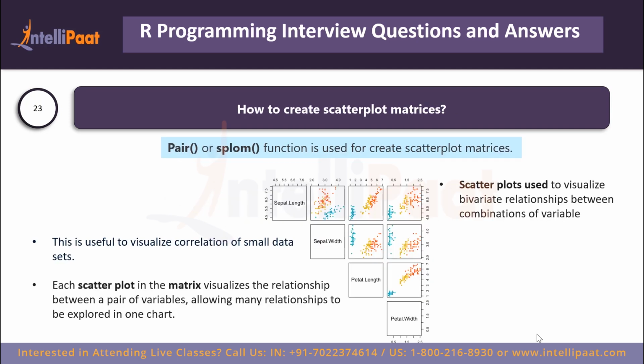How to create scatterplot matrices? We use the pairs or splom function for creating scatterplot matrices. This is useful to visualize correlation of small data sets, and each scatterplot in the matrix visualizes the relationship between a pair of variables, allowing many relationships to be explored in one chart. Then scatter plots are used to visualize bivariate relationships between combinations of variables, that is the same as visualization between different types of variables in the same plot.